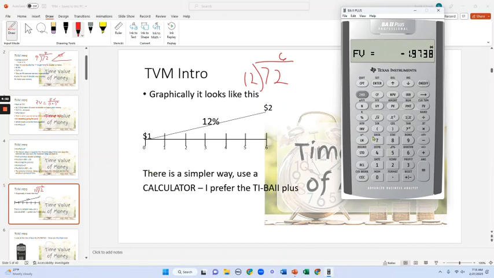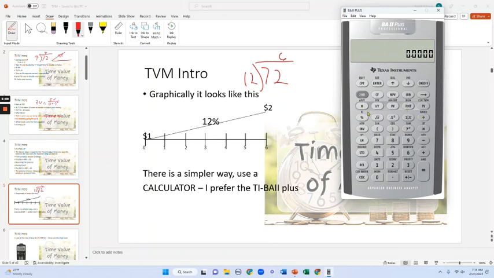So the simpler way, of course, is to use this calculator. And this line of the calculator, the N, the I, the present value, the future value, and so forth, is the important line when you're doing time value of money. This is the professional version. It doesn't matter. It can't really do anything different than the BA II Plus regular version.